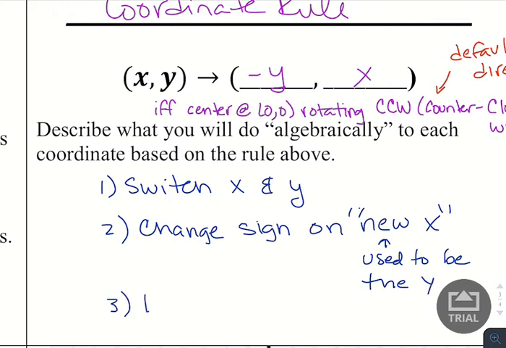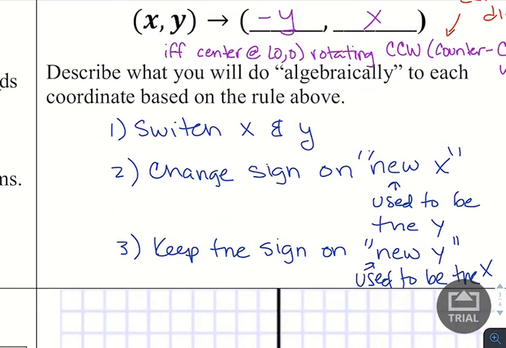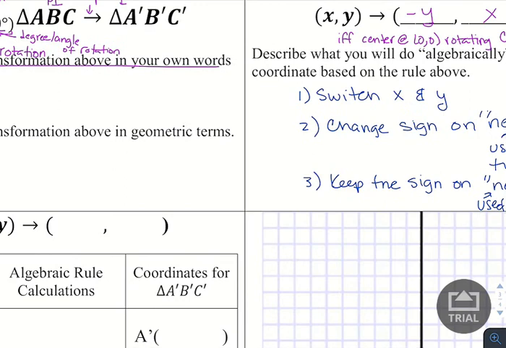Okay, now I know that is super confusing, so let's actually put that immediately into action. So the rule here, let me copy it, is negative y comma x. And so we're going to do three things. We're going to switch the x and y, and the thing that's now in the x position gets the sign change, and the thing that's listed second in the y position does not. Okay, so let's make this happen.